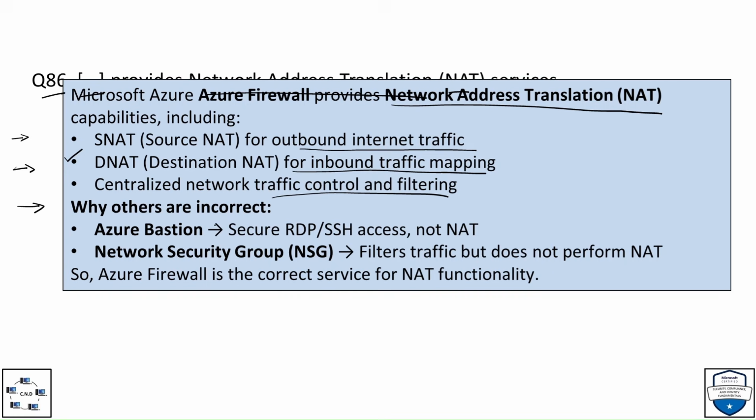So why the other options are incorrect? Azure Bastion is used for secure RDP, remote desktop protocol, and SSH access, not NAT. Network Security Group NSG filters traffic but does not perform NAT. So Azure Firewall is the correct service for NAT functionality.